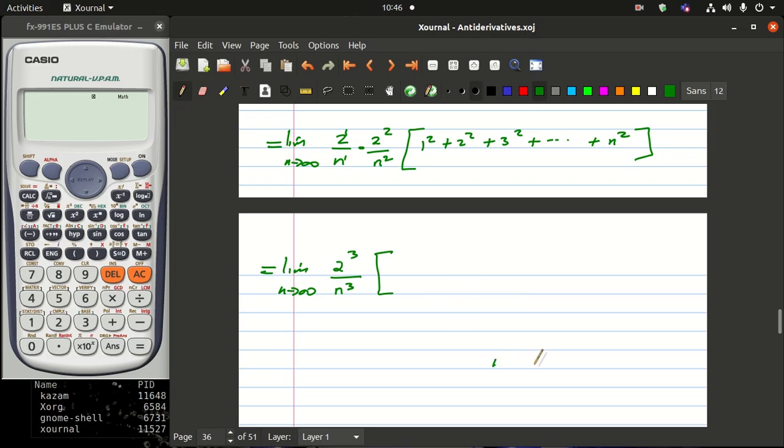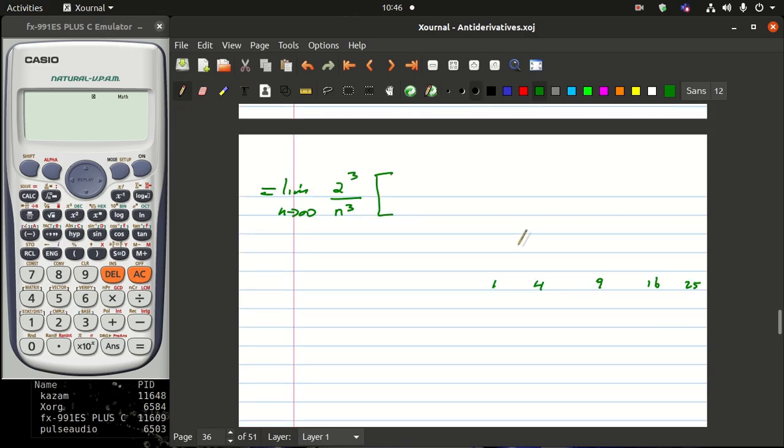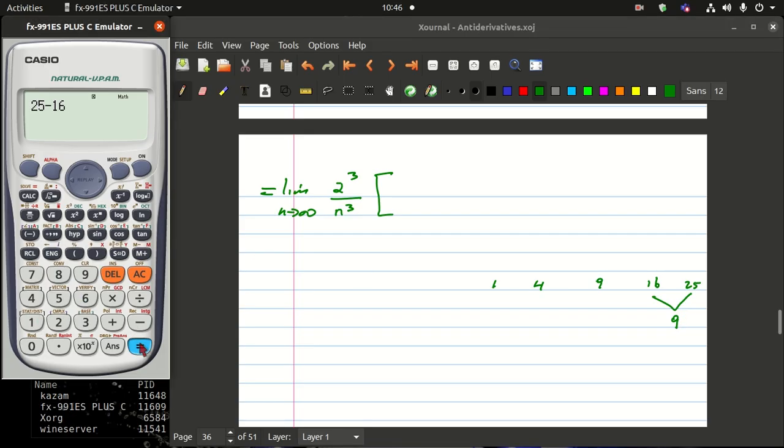I have 1, 4, 9. If you look here, 1 squared is 1, 2 squared is 4, 3 squared is 9, and then the next one is going to be 4 squared, so it's going to be 16, the next one is going to be 25, and these continue forever. If you subtract 16 from 25, you will actually get a 9. So you can see here 25 minus 16 is 9.